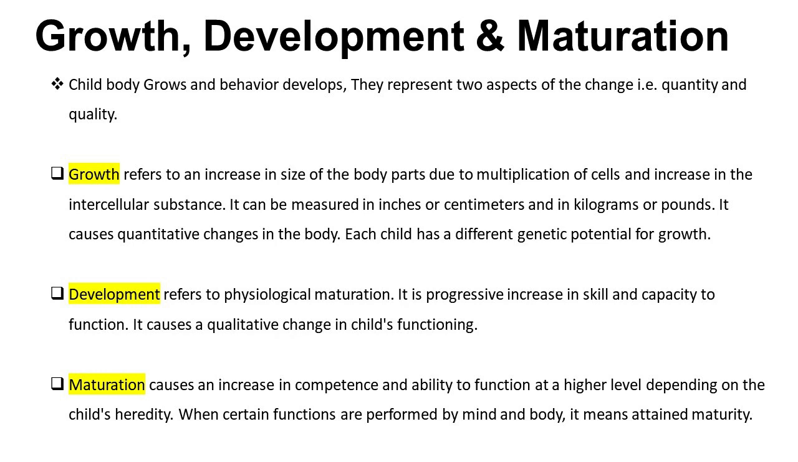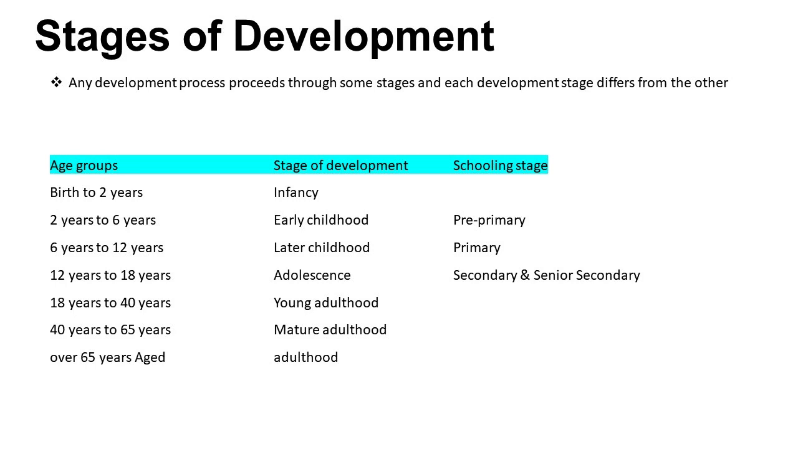Maturation causes an increase in competence and ability to function at a higher level, depending on the child's heredity. When certain functions are performed by the mind and body, it means maturity has been attained. Now we discuss the stages of development. Any development process proceeds through some stages, and each stage differs from the other. Here we will consider age groups and stages of development.